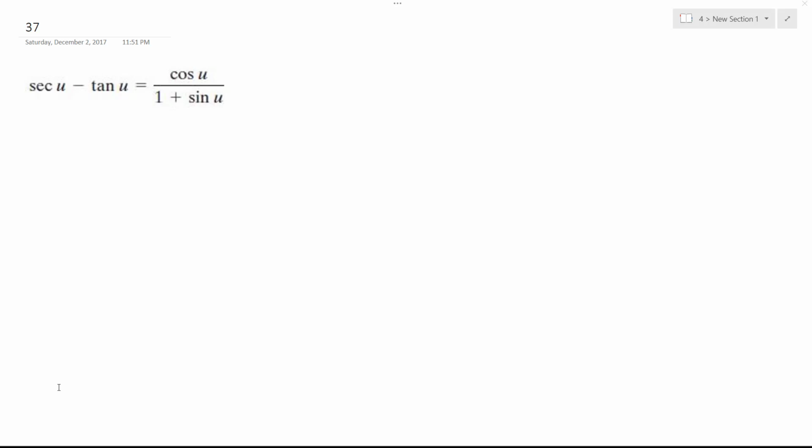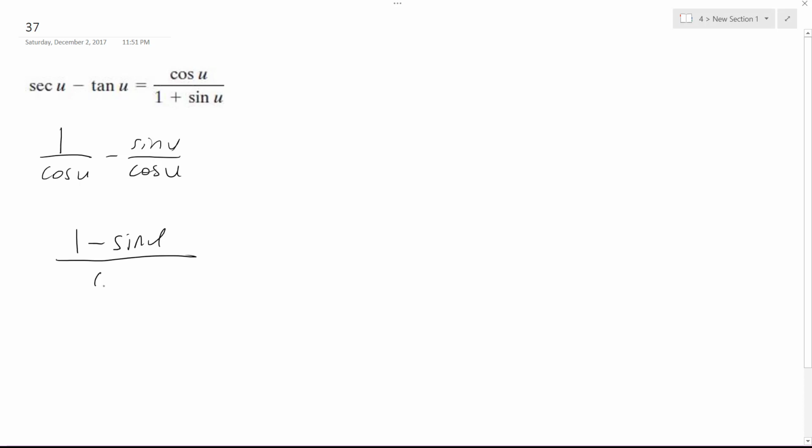All right, solving this problem, prove the left's like the right. So first thing I'm gonna do is do 1 over the cosine u. I'm just converting these into their simplest form. So sine of u over cosine u. So this ends up being 1 minus sine u over cosine u. Interesting. All right, so I have that on the left side. I'm gonna leave that there.